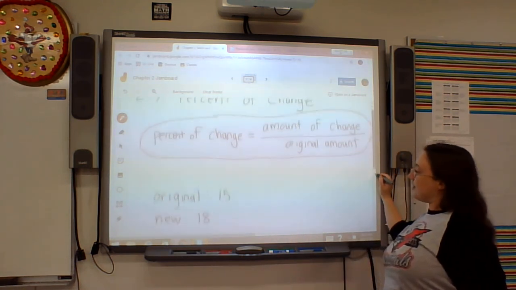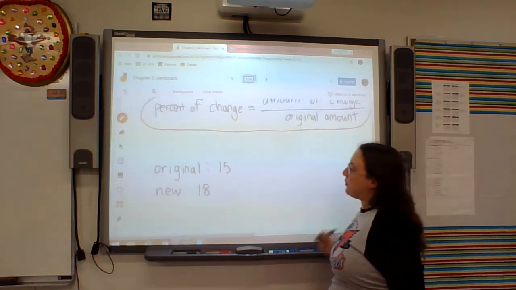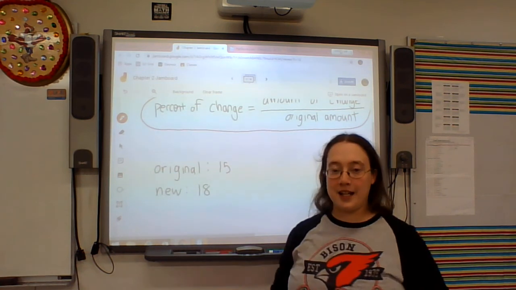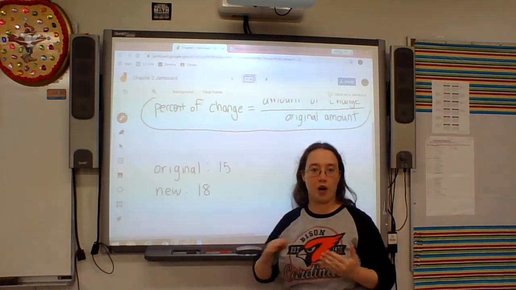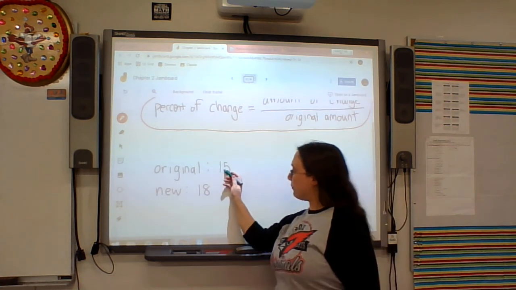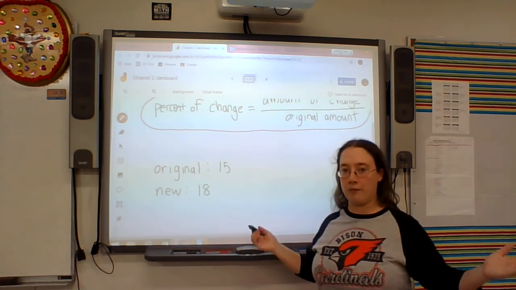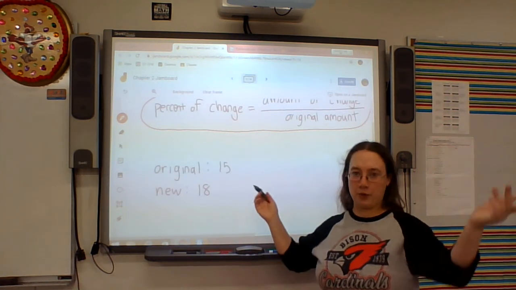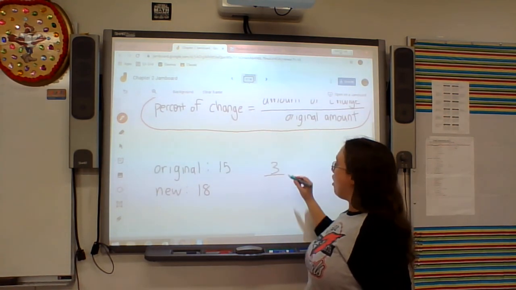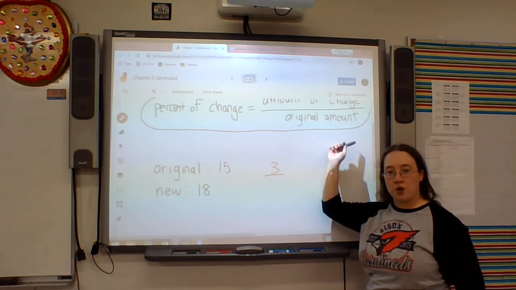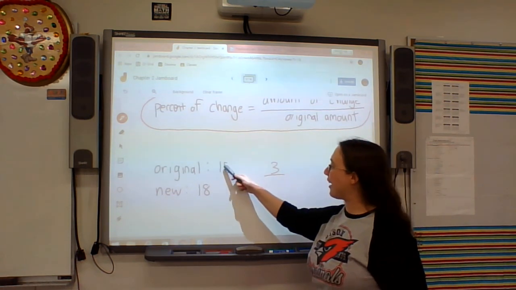So if we've got an original that's 15 and a new amount that's 18, and we want our amount of change, we're just looking for how much did we go up or down by. So we're going from 15 to 18, we're going up by 3. So we're going up by 3. Over, and watch out for this, is over your original amount, so that's 15.